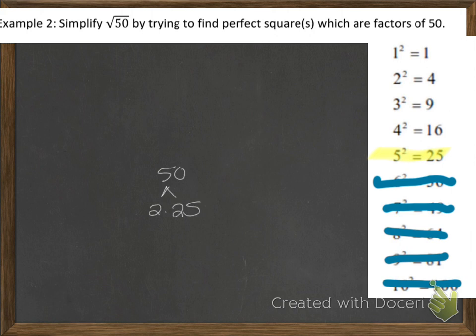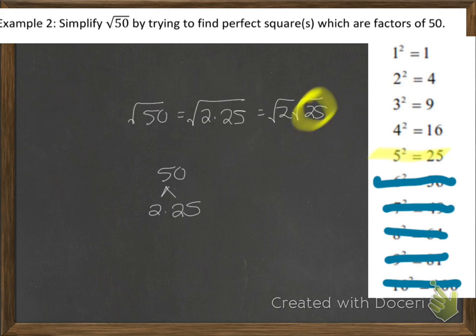So one way to think about this problem is we can write the square root of 50 is equal to the square root of 2 times 25. In other words, it's the square root of 2 times the square root of 25. Since 25 is a perfect square, we can simplify that and rewrite the square root of 25 as just 5.